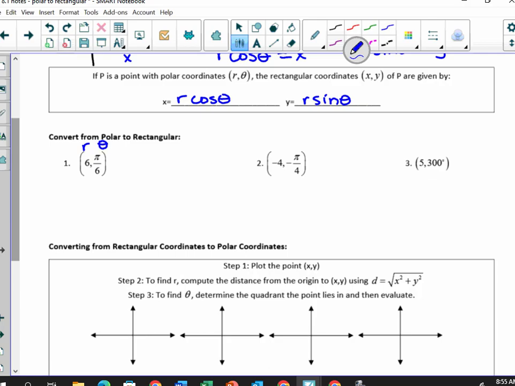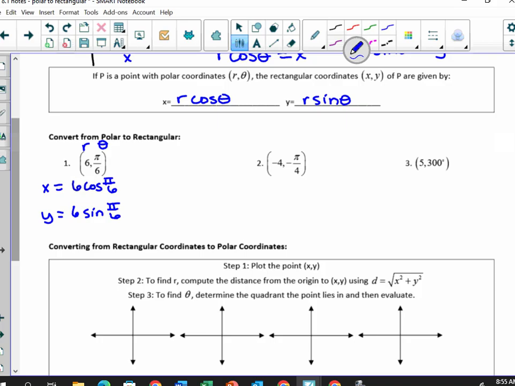Okay, so guys, the point 6, pi over 6. The 6 is your r value, right? That's the radius. And the pi over 6 is the theta. Okay. I'm just going to plug these into the x and y formula and figure out what my points are. So x is going to be 6 times cosine of pi over 6. And y is going to be 6 times the sine of pi over 6.